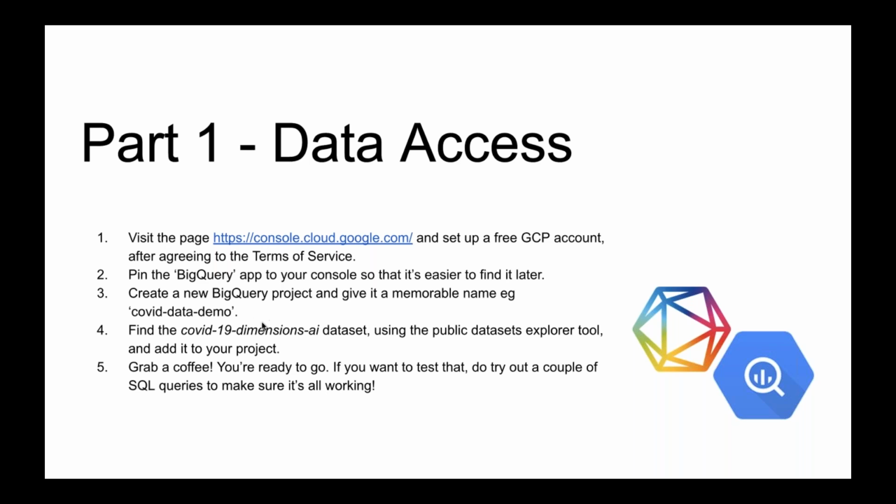And then what we'll be doing is creating a new project that we'll use to run these queries. Of course, you want to give the project a name. We can call it COVID-19 COVID data demo. And once you are within the project, we can look up the COVID-19 Dimensions AI dataset, access it using your project credentials, and try out a couple of queries to make sure everything works.